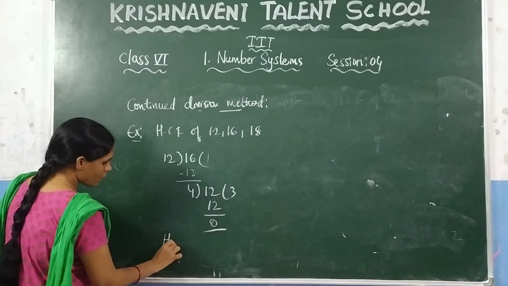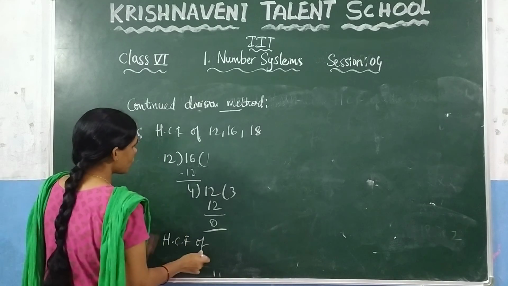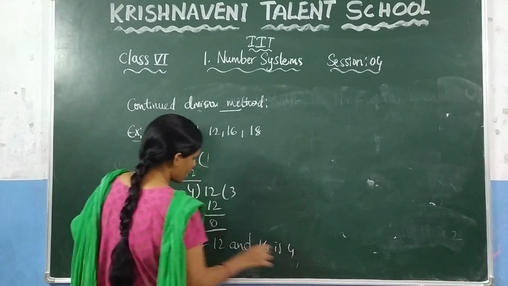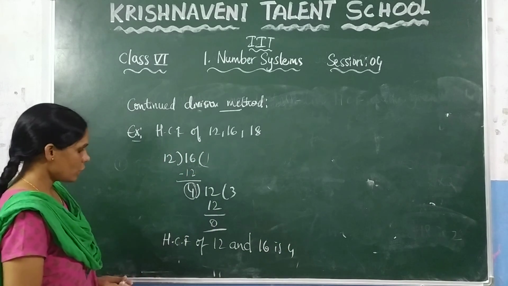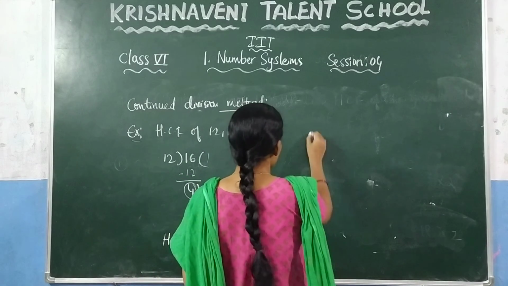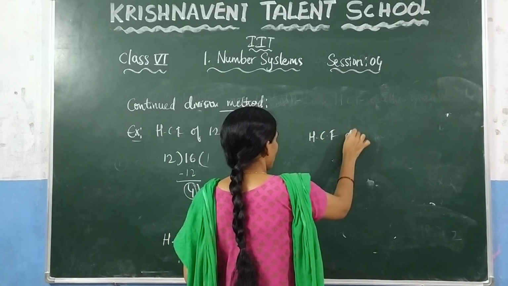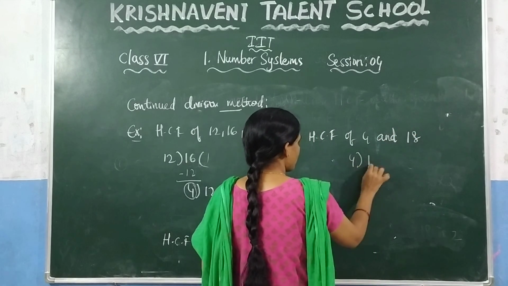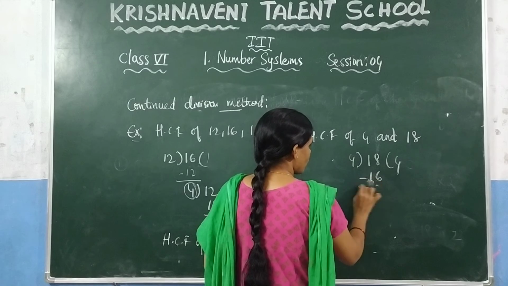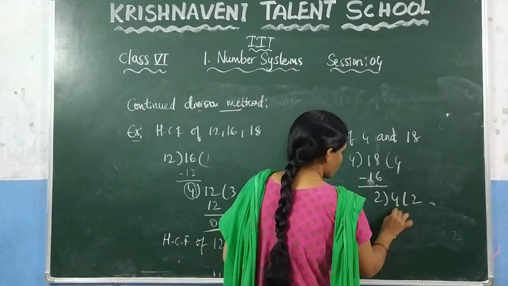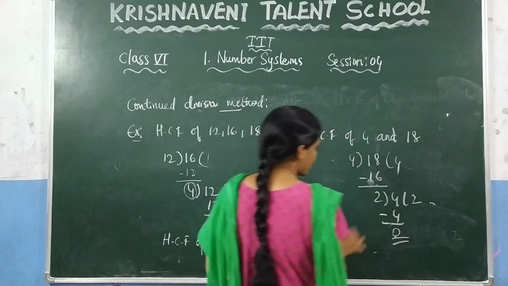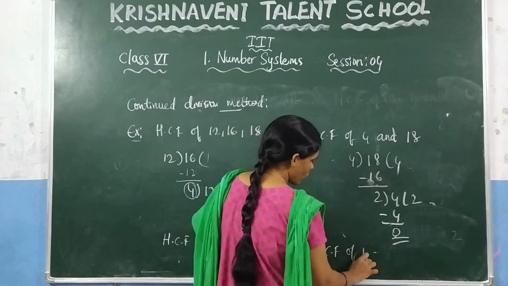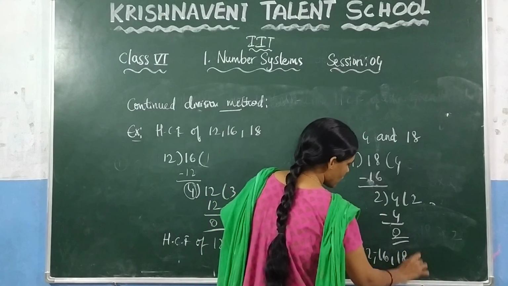Now you got it here: the HCF of 12 and 16 is 4, which is the last divisor. Now again you need to find the HCF of 4 and the next term, which is 18. So here again 4 fours are 16, you are getting the remainder as 2, and 2 twos are 4 with remainder 0. So the last divisor here is 2. So we can say the HCF of 12, 16 and 18 is 2.